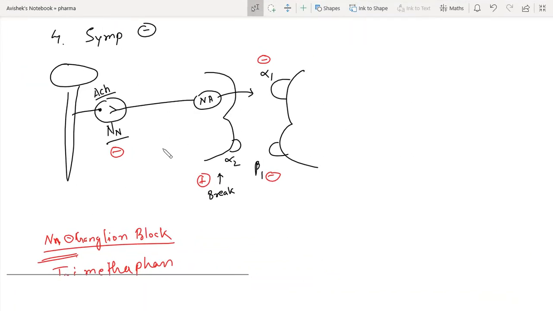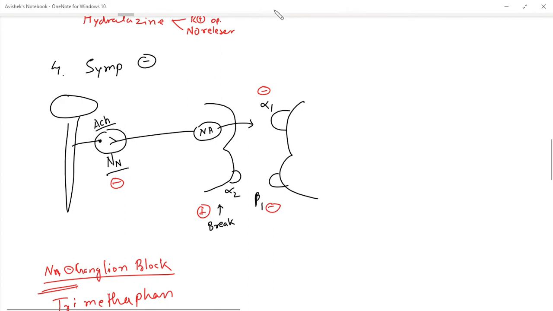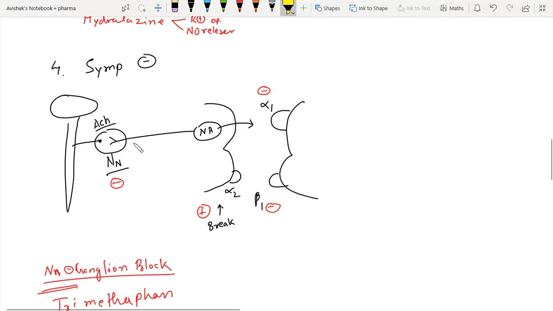We are going to talk now about sympathetic block. In the sympathetic block, there is preganglionic fiber and postganglionic fiber. This uses acetylcholine and the receptor present is the NN receptor.